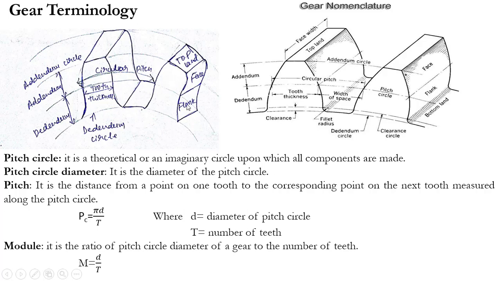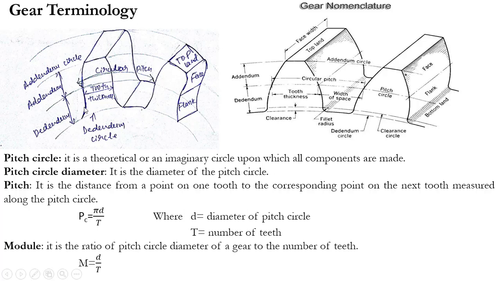circular. You can take this as the pitch circle only. I will tell you what line is missing, and we need to take this line as a pitch circle. So the first thing is pitch circle. The main terminology is pitch circle. You can see here, it is a theoretical or an imaginary circle upon which all the components are made. So remember that this pitch circle is an imaginary circle, or you can say a theoretical circle. You cannot see that pitch circle on the gear actually. It's an imaginary or theoretical circle upon which all components are made.